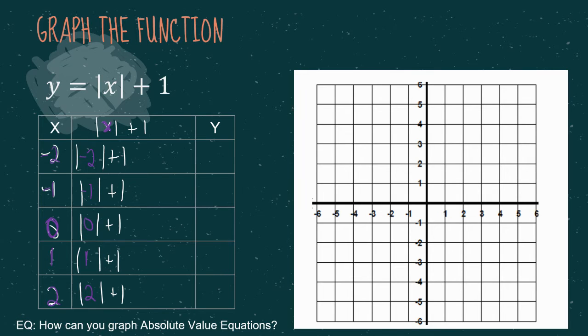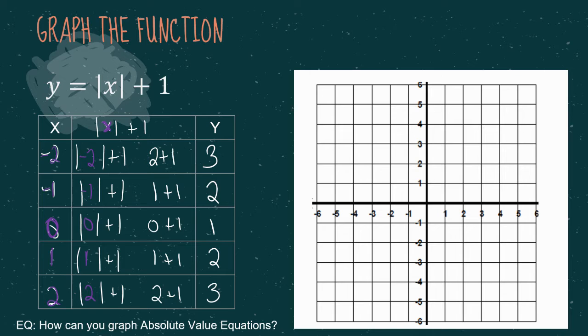Alrighty. So the absolute value, we got to do the absolute value first. So the absolute value of -2 is 2. 2 plus 1 is 3. The absolute value of -1 is 1. 1 plus 1 is 2. Absolute value of 0 plus 1 is 1. Absolute value of 1 is 1. Plus 1 is 2. Absolute value of 2 is 2. 2 plus 1 is 3.